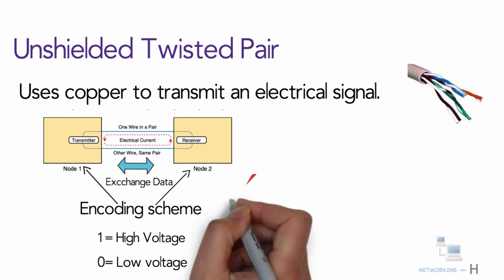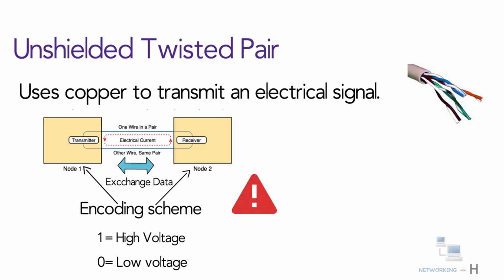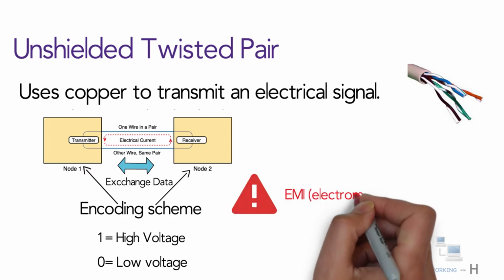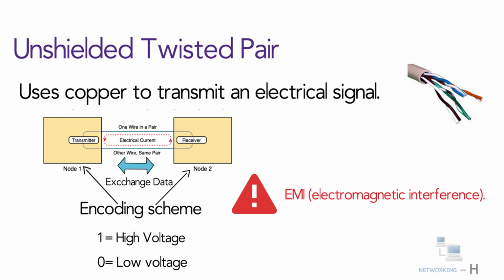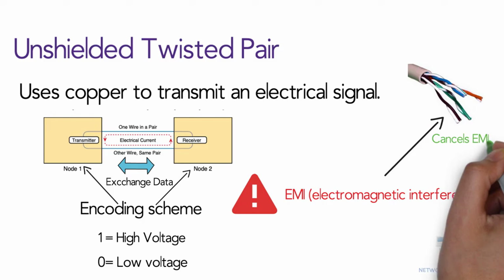One issue with sending electricity through a wire is that we get EMI, also known as electromagnetic interference. Twisting the cables helps to cancel most of the EMI between the wire pairs.